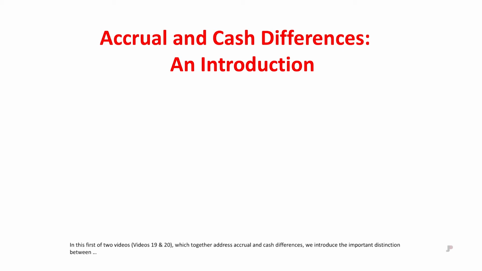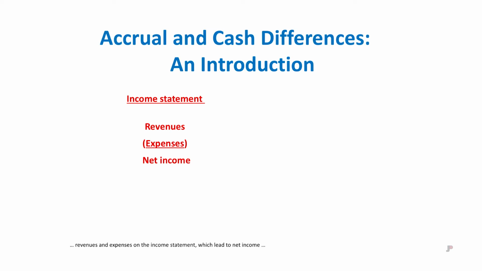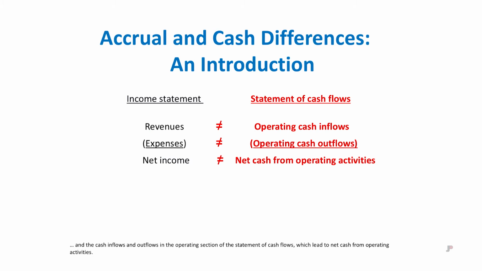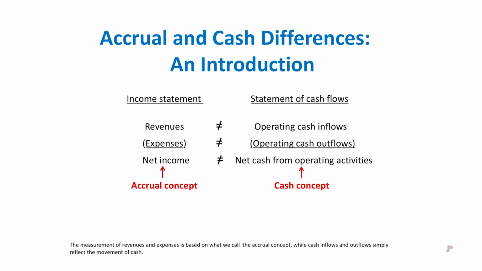In this first of two videos, videos 19 and 20, which together address accrual and cash differences, we introduce the important distinction between revenues and expenses on the income statement, which lead to net income, and cash inflows and outflows in the operating section of the statement of cash flows, which lead to net cash from operating activities. The measurement of revenues and expenses is based on what we call the accrual concept, while cash inflows and outflows simply reflect the movement of cash.